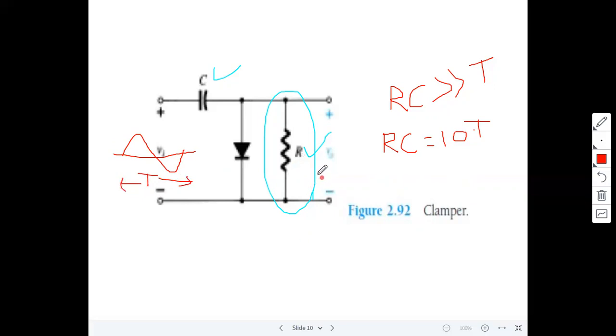Whenever we choose RC very much greater than T, you will get an output waveform the same as the capacitor-diode circuit output waveform. That means with this large time constant, the capacitor never discharges; the discharge voltage is negligible. So with resistor or without resistor, you will get the same output waveform.